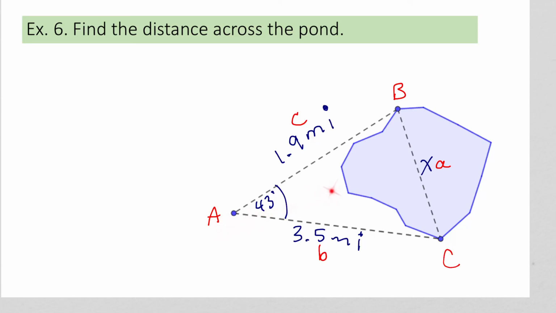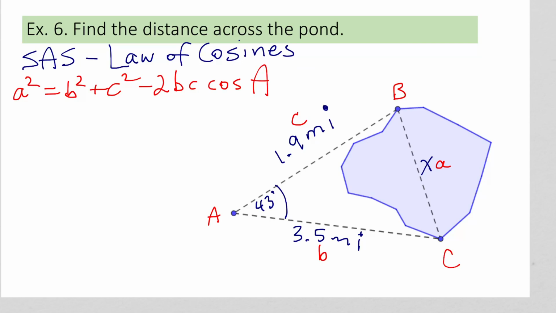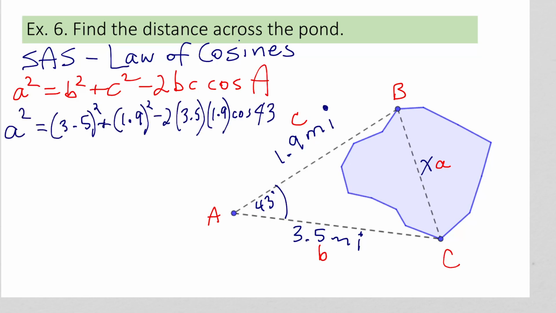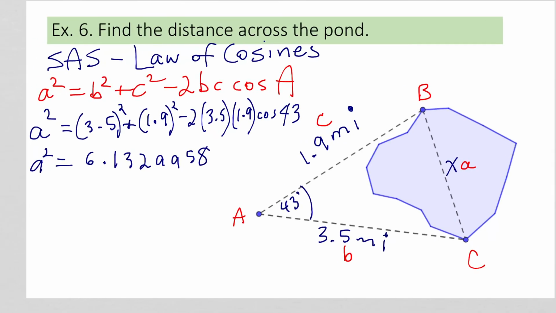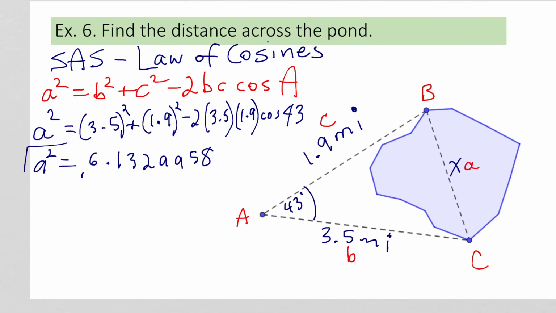So I did that so I could use one of my laws the way we have them written. So right here, I'm trying to find little a, so I'm going to use my A law where I know angle A, so I'm going to write down the A law. All right, so there's my A law. Now I'm going to substitute in B, C, and the angle A. So I substitute all of my known quantities. Now I'm going to type that into my calculator, and I get that number for A squared. Now I want to take the square root of both sides to get A.